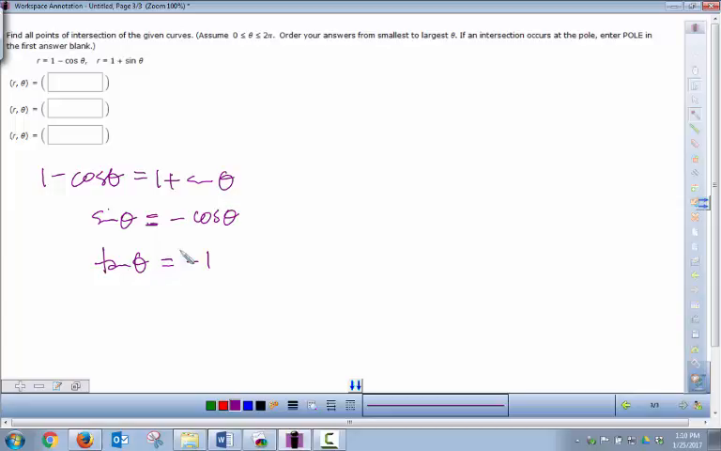The tangent is negative in the second and fourth quadrants. So we got a bunch of angles, like negative pi over 4, 3 pi over 4. So it looks like it's pi over 4 plus pi n, where n is positive or negative. No, negative pi over 4.